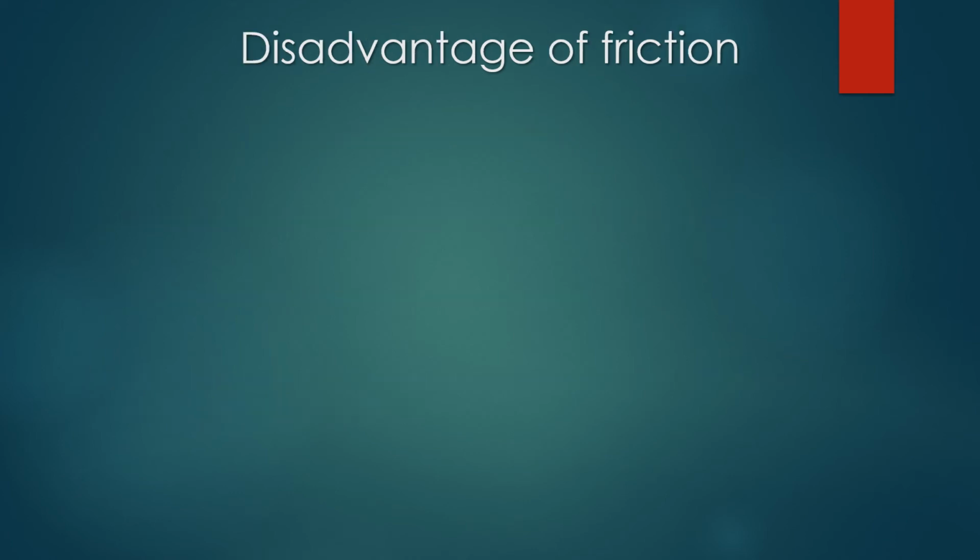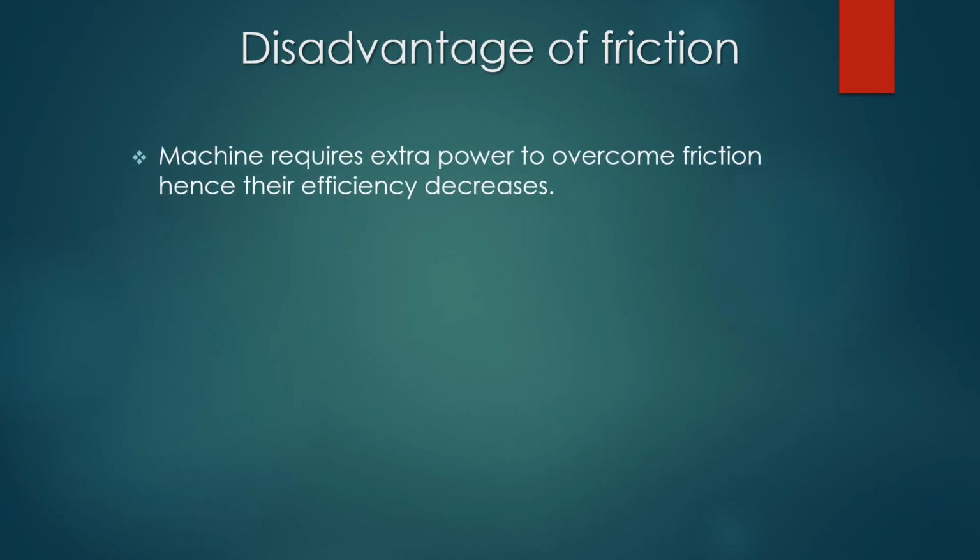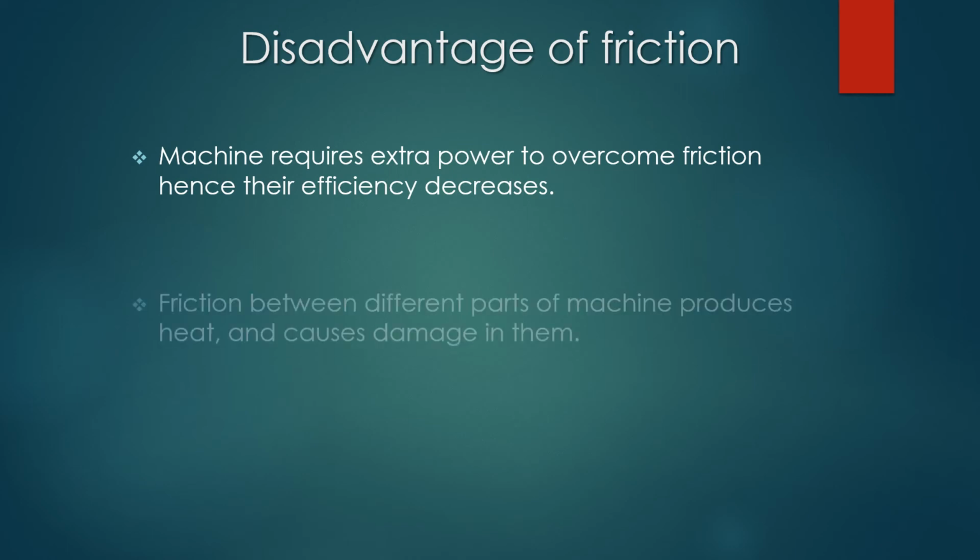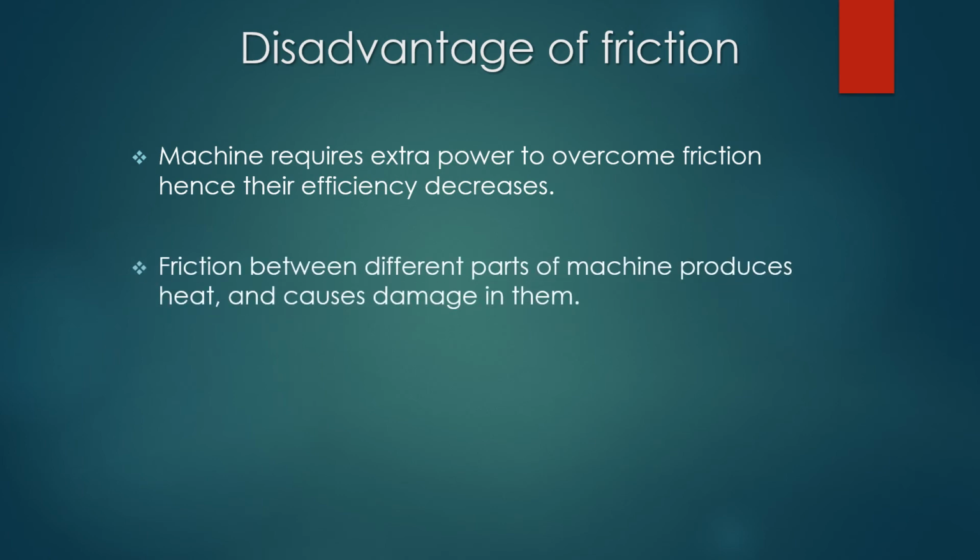Next come the disadvantages of friction. Machines require extra power to overcome friction, hence their efficiency decreases. Friction between different parts of a machine produces heat and causes damage in them.